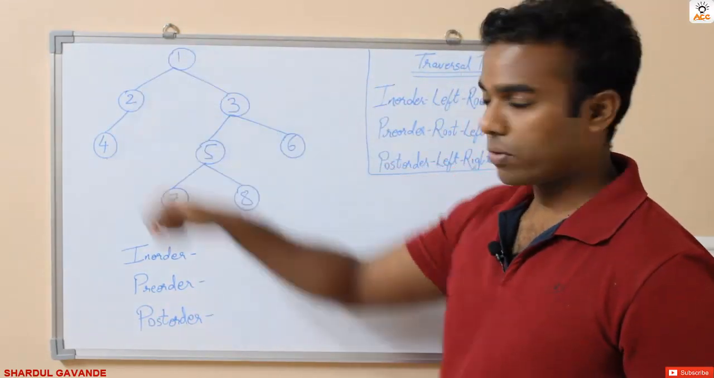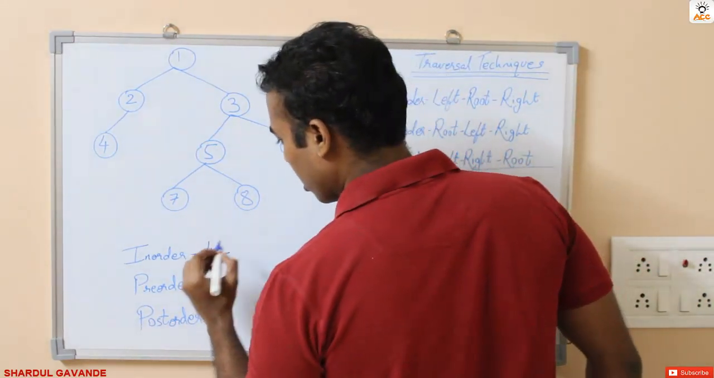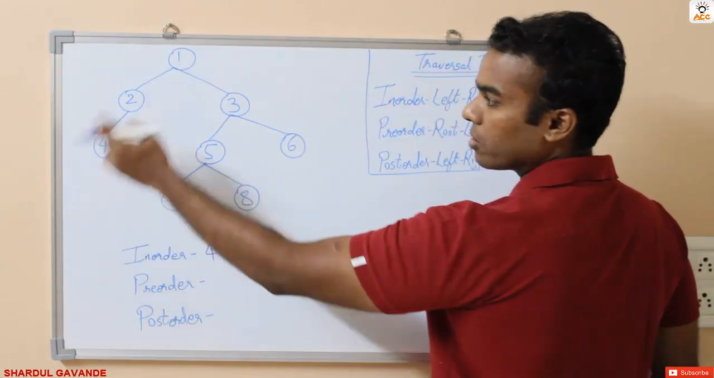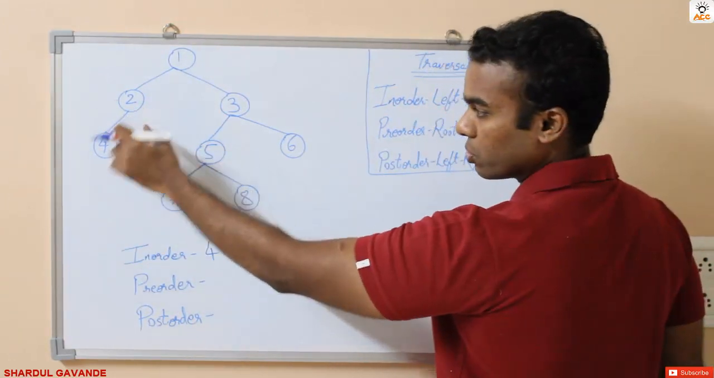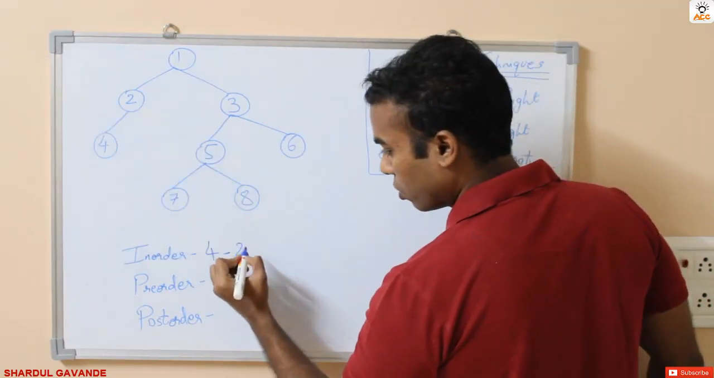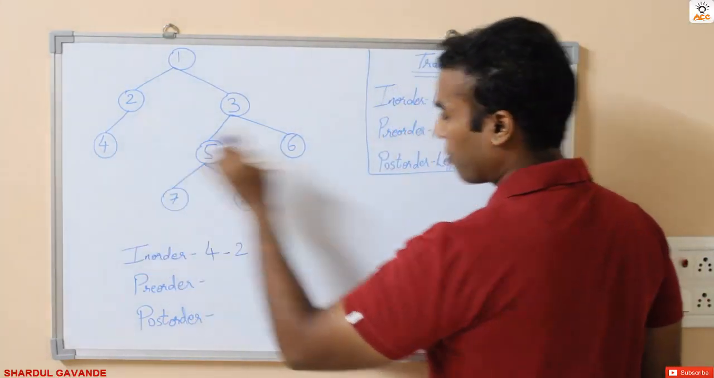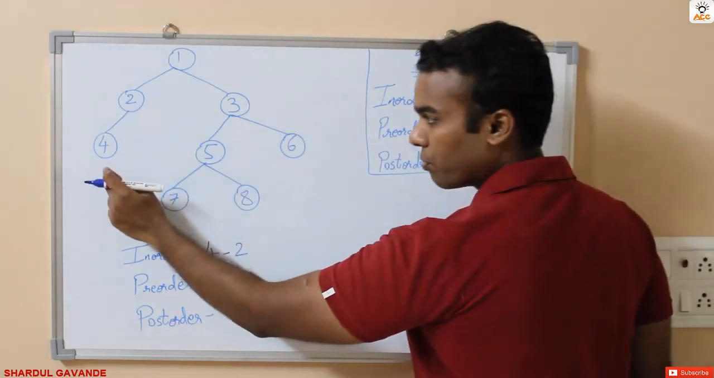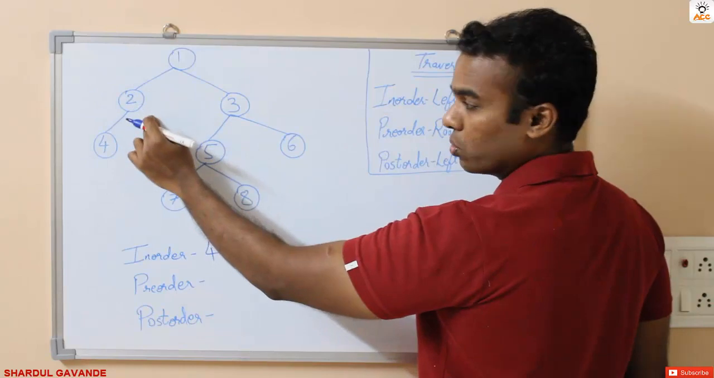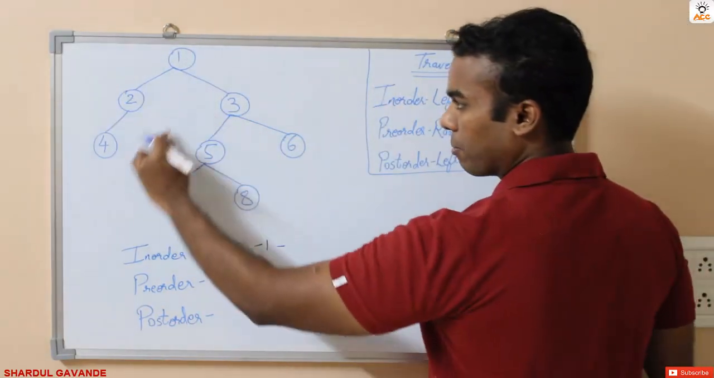Moving to the depth of this left subtree, we have the value 4, so 4 is written. Now 4 has one more root node, 2. We travel to the left subtree and get 4, and after that the root, because it says left, root, right. So the left node is completed. After that we go to the root. The root of 4 is 2, so we write 2 here. Now the root of 2 is 1, so we write 1 over here. So the left part is completed.